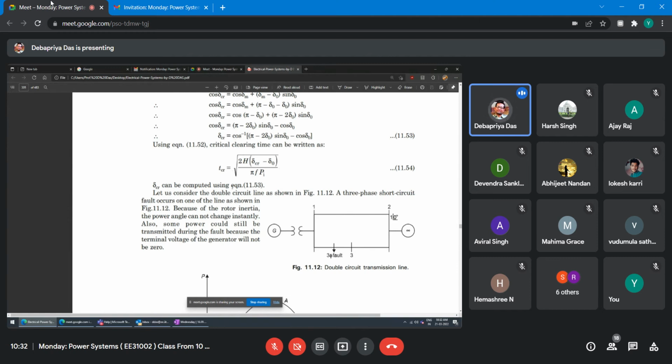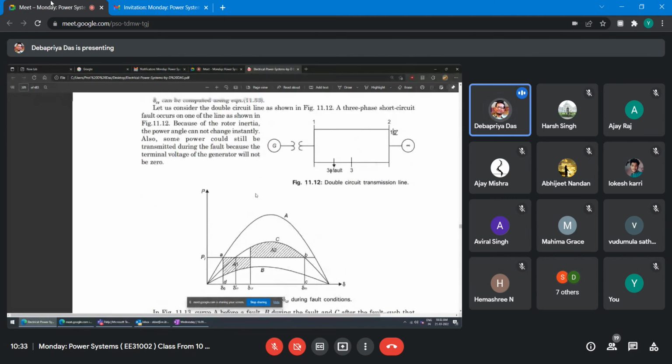That is the time within which you have to clear the fault, right? If the fault is cleared beyond that, there is a strong possibility that the machine will lose synchronism, right? So this is the idea of the equal area criterion, right? Another condition is there. This is the last condition, right? So in this case, what happened?